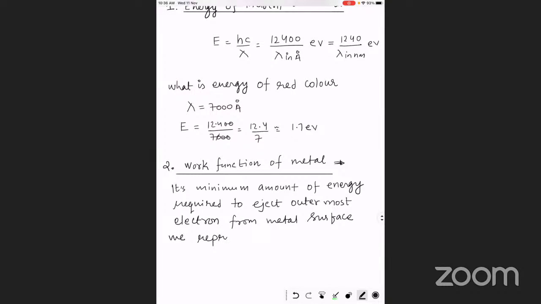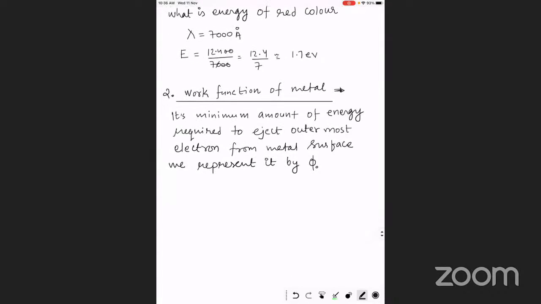We represent it by phi naught. Okay. So phi naught is energy, right? And can we represent energy in terms of hc by lambda? Obviously, any type of energy we can represent by hc by lambda, right? Because hc by lambda also has dimensions of energy. Any doubt? And this can be written as hf naught. Okay. Understood what is work function?